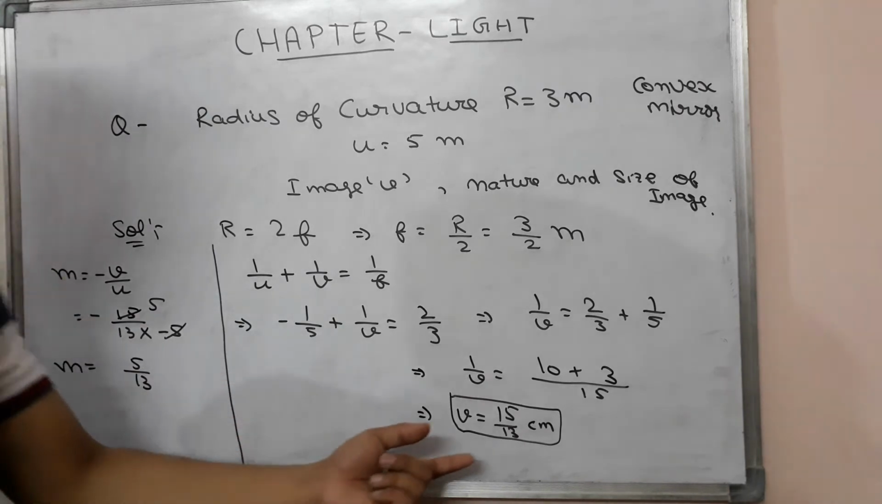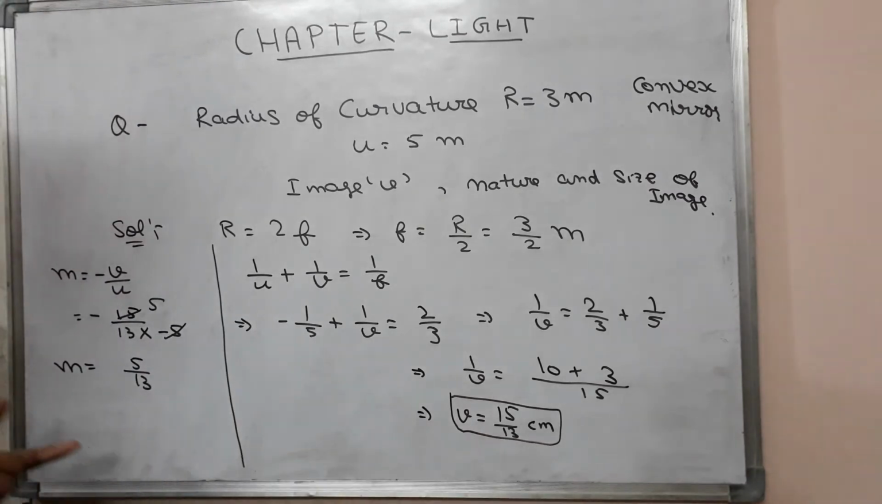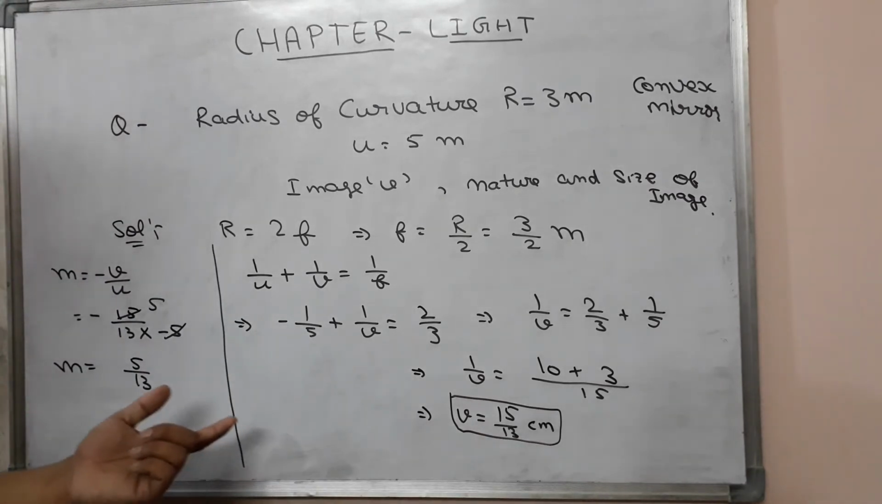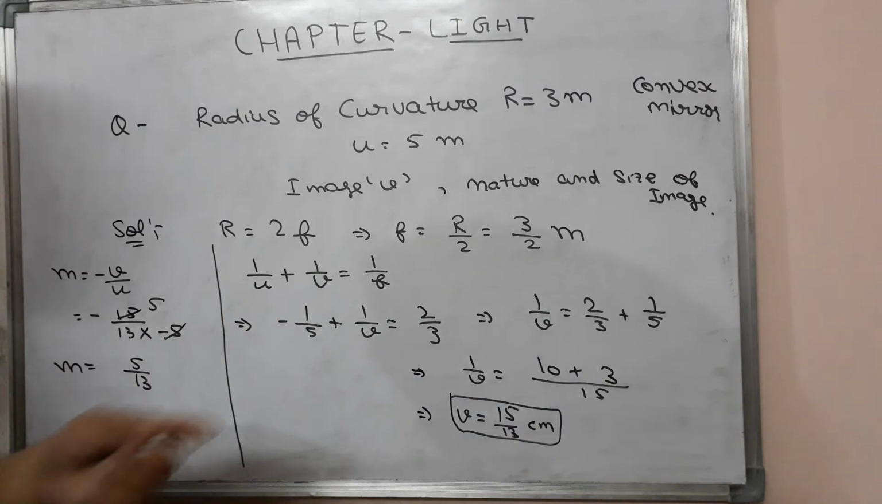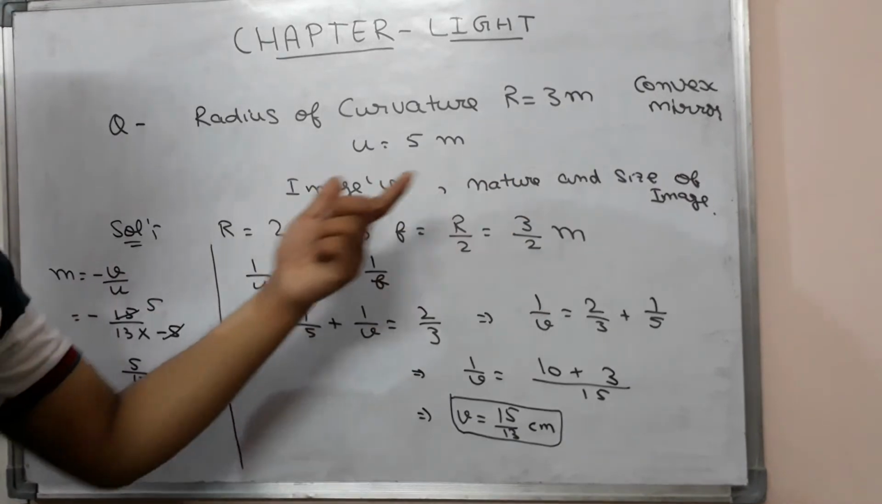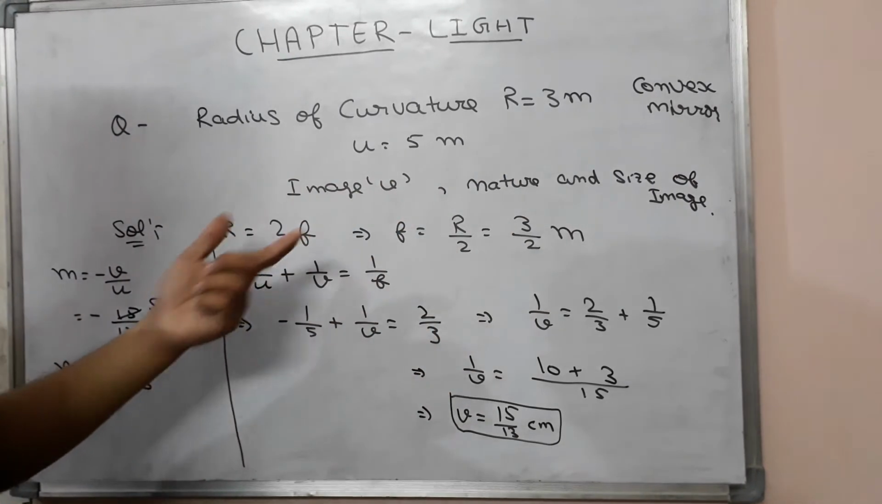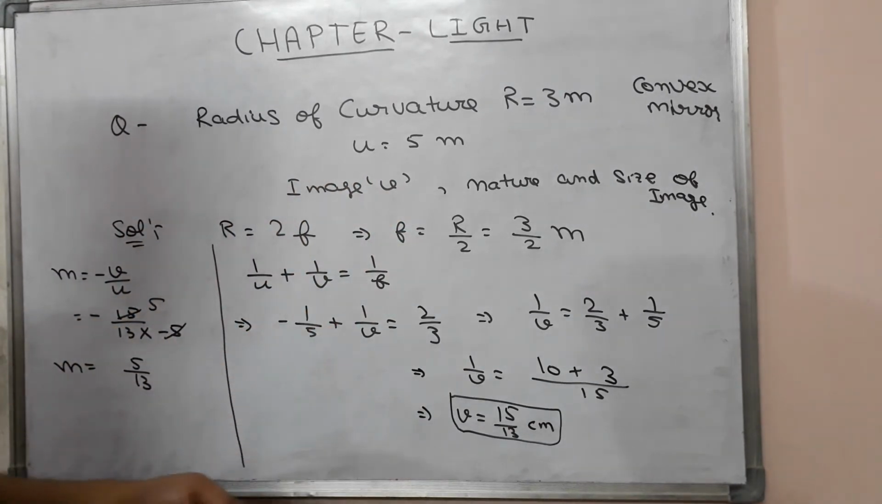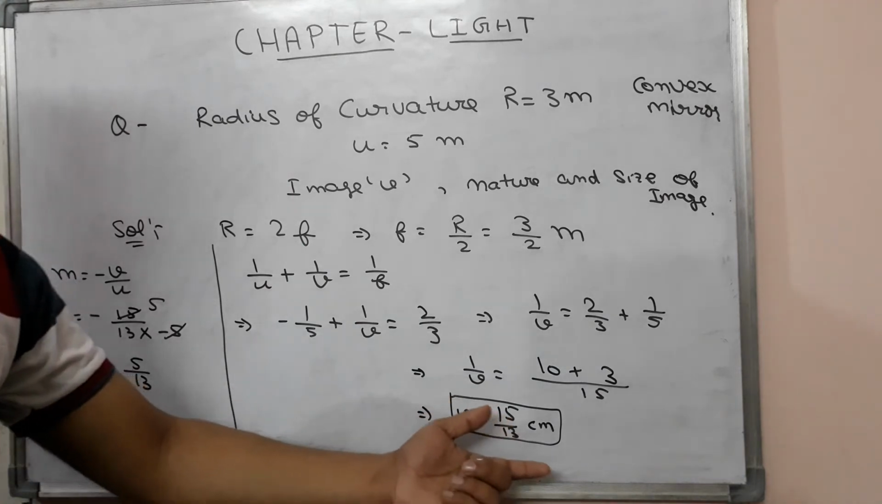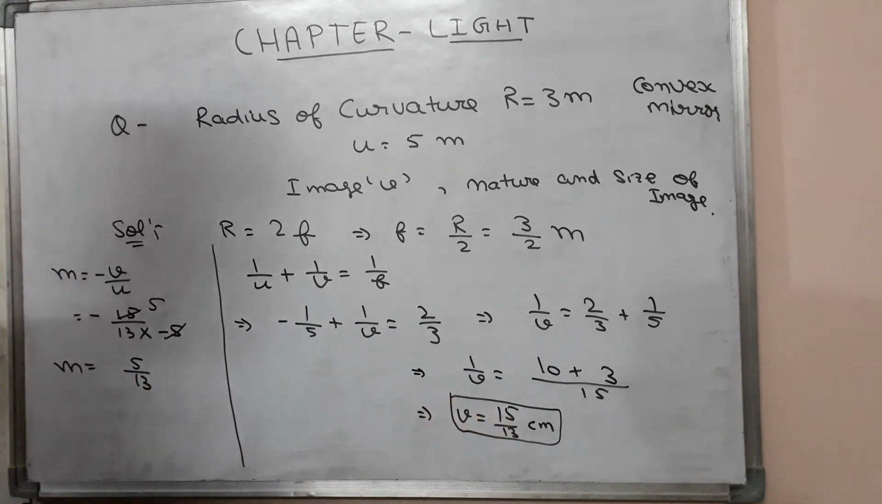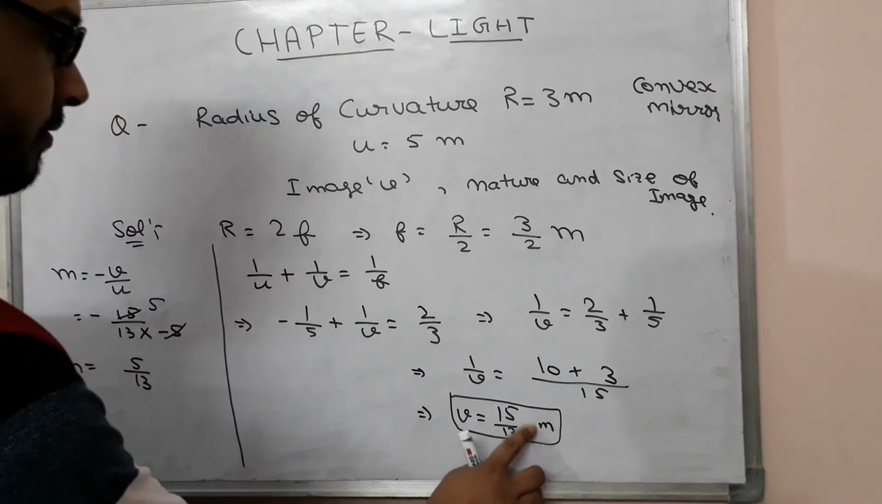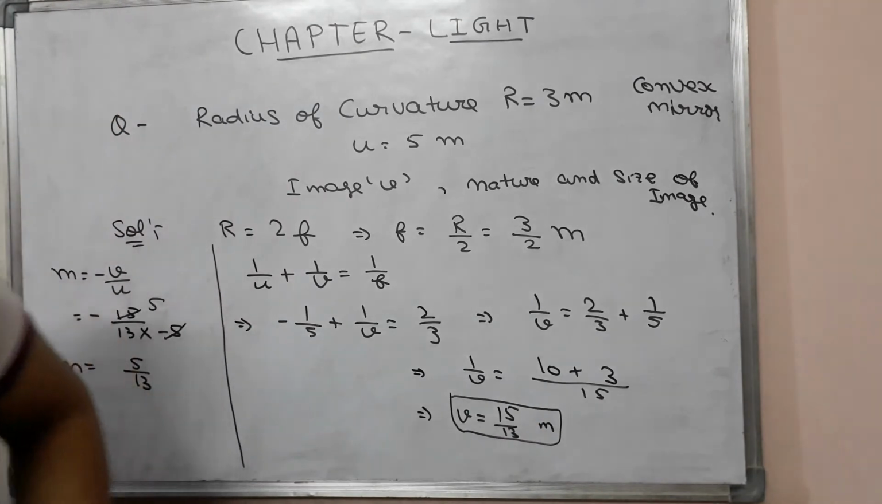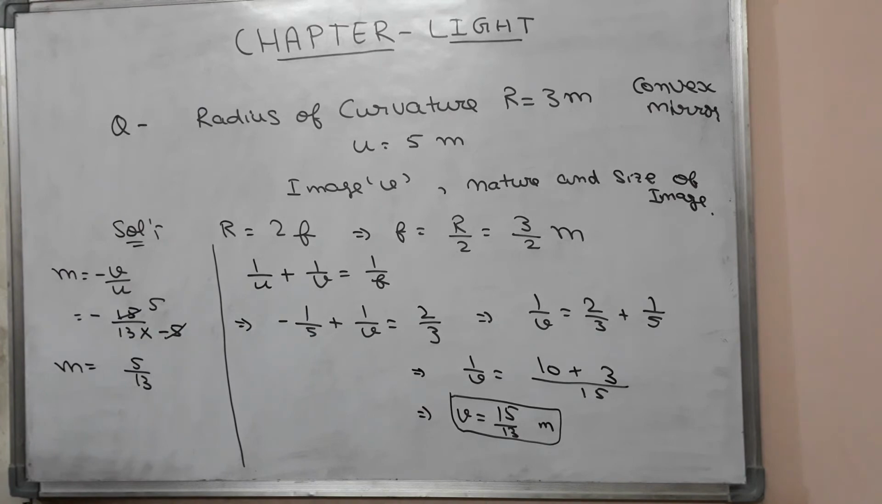So image distance v is equal to 15 by 13 and magnification comes out to be 5 by 13. So the nature of the image formed by the convex mirror is virtual and erect, and magnification comes out to be 5 by 13 and the image distance is 15 by 13 centimeter. So I hope you understand this question. Now we will do another question.